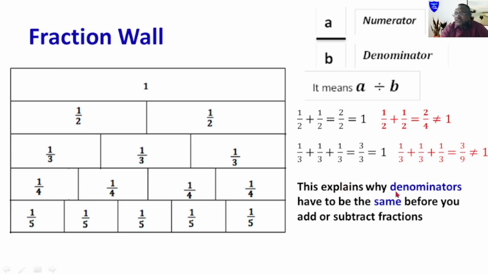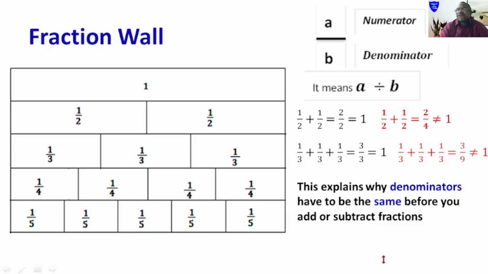This explains why denominators have to be the same before you add or subtract fractions. Subtraction or addition of fractions involves making sure that the denominators are the same, and then you simply retain that denominator and add the numerators. Then you simplify. Then you've added or subtracted your fractions, guys.